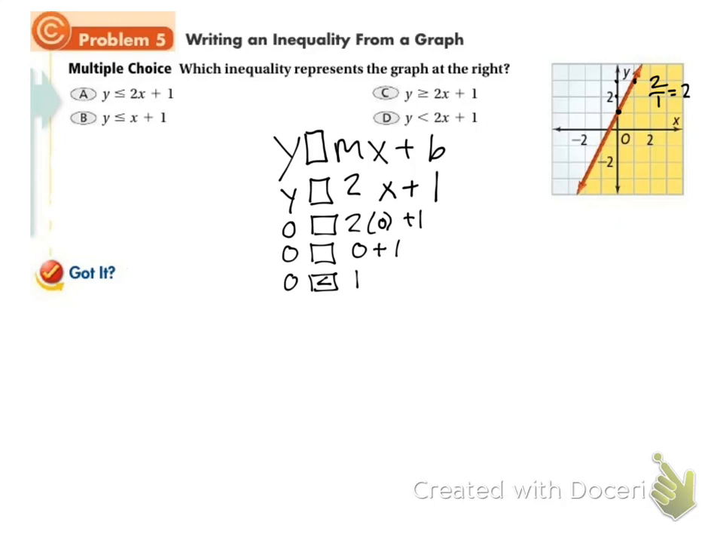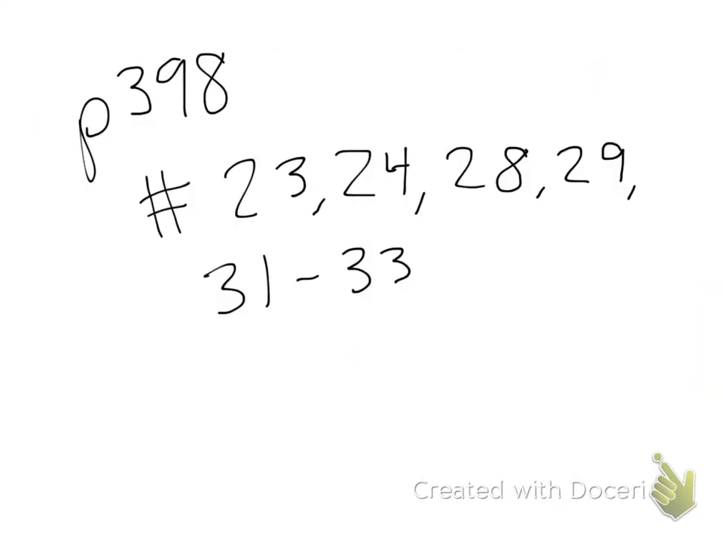Then I need to look back at my graph. This is a solid line, so I'm going to stick a line under that inequality. So I can rewrite this equation with this symbol here. So I get y is less than or equal to 2x plus 1. And that would be my equation. And there's your homework.